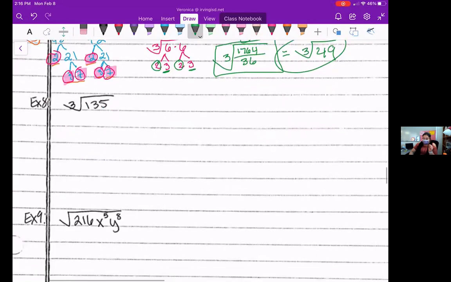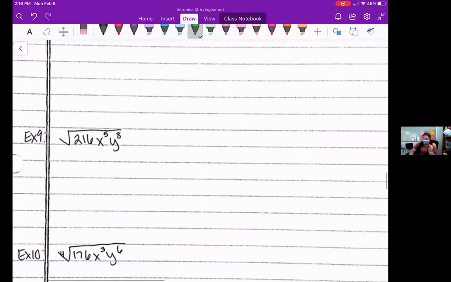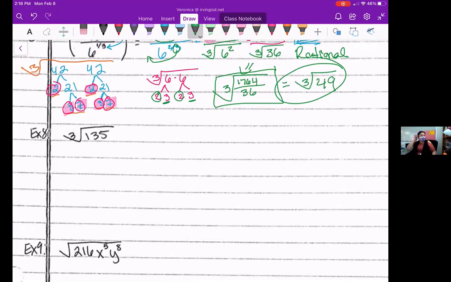Okay, example 8. For example 8, we're really just practicing simplifying, okay? So the way I do it at first is, 135. What can I divide 135 by? What are factors of 135? Remember, I want to try to do prime numbers, right? So 2, 3, 5, 7, 11, 13, 17, 19. I don't know, those are the top ones out of my head.